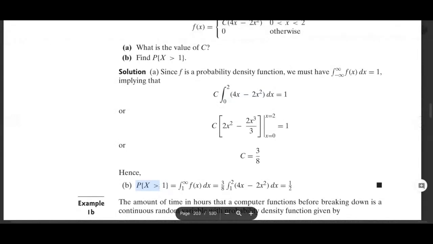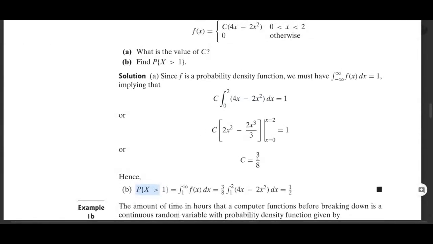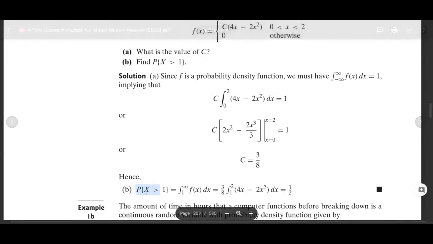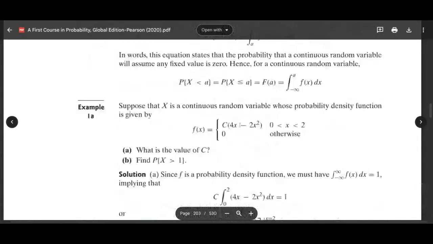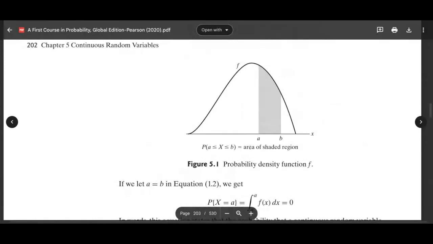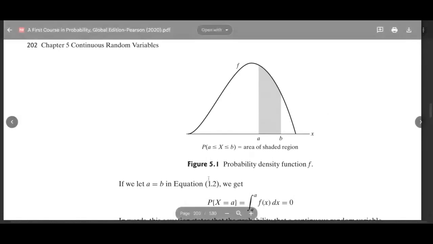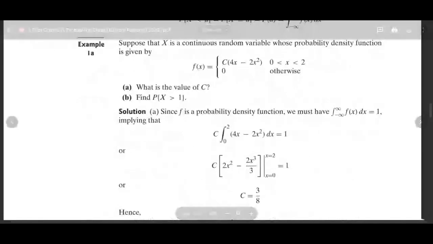We want to find the area, so just imagine this is a downward parabola. Now you can see the density function is 3/8 of 4x minus 2x squared. So it's a downward parabola. Now we want to find the area when the random variable is greater than 1. Something looks like this, a downward parabola, with 1 maybe somewhere. We want to find the area from 1 up to positive infinity.